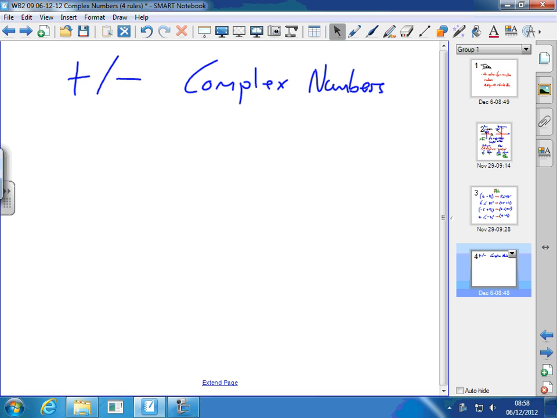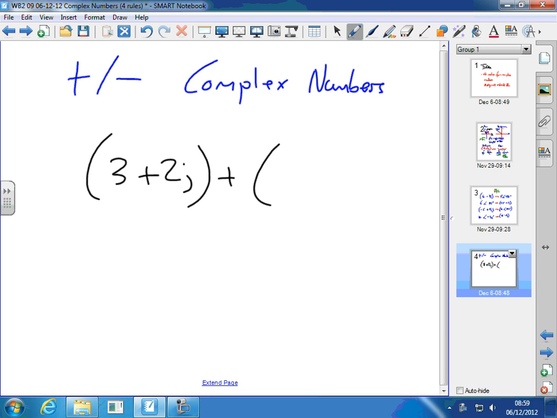Okay, so adding and subtracting complex numbers then. Let's look at that first. That's dead easy. 3 plus 2j plus 4 minus j, for example, equals. You just add the real parts and the imaginary parts separately. So that's it. 3 plus 4 is 7.